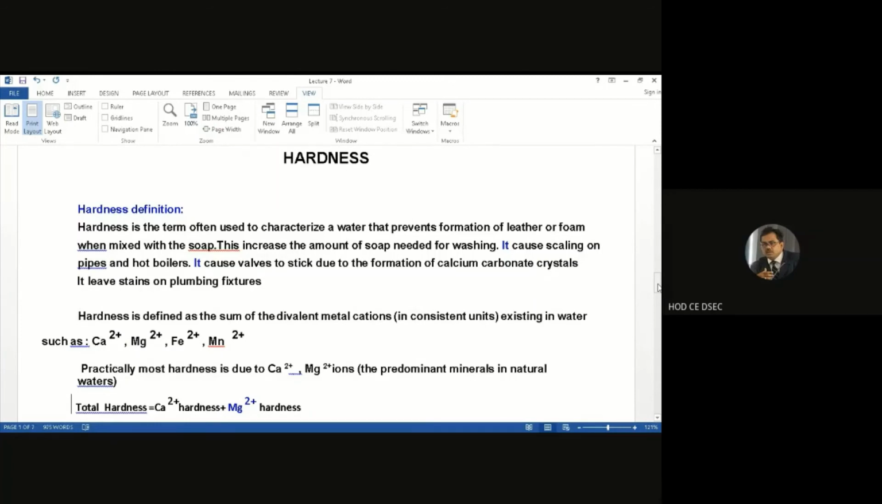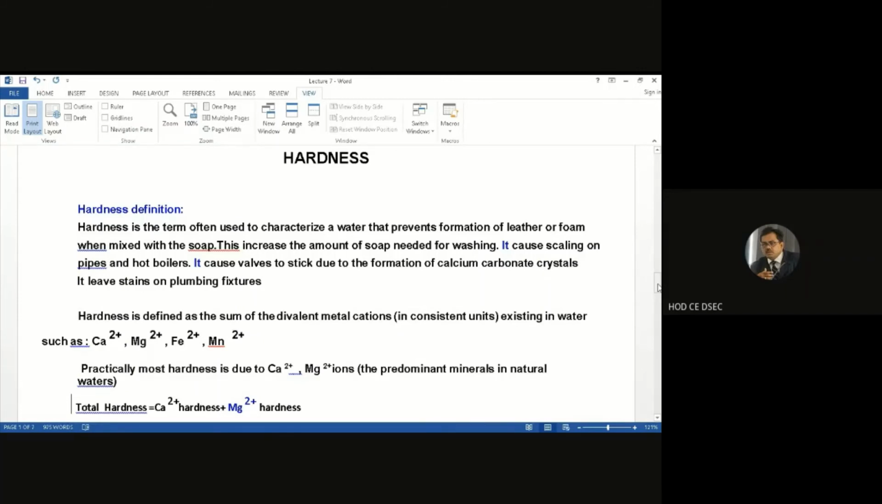Now, hardness is due to what? What are the factors responsible for hardness in water? Basically, the responsible factors are divalent metal ions. These divalent metal ions form the hardness in water. And what are the divalent metals? Calcium, magnesium, ferrous iron, manganese. There are others also, but these are some of the divalent metal ions which are responsible for hardness, that I am telling you.